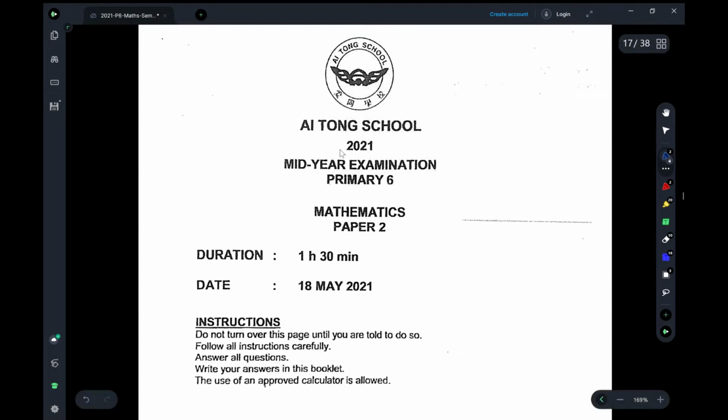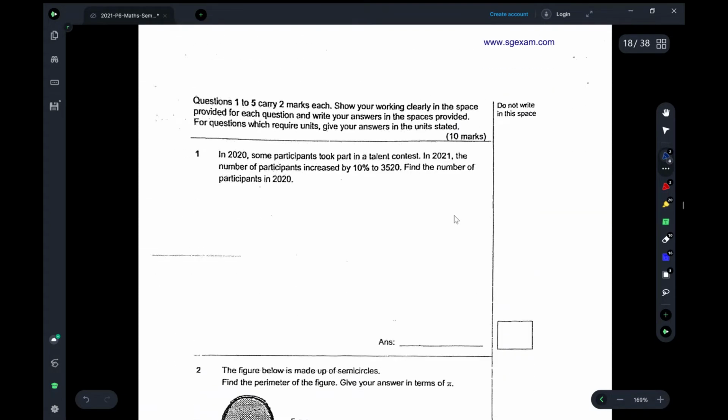Okay, so today we're going to do Aitong, Maths P6 Midyear 2021, Paper 2. Alright, so first question. Here we go.